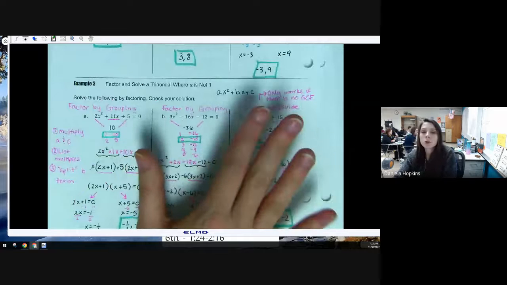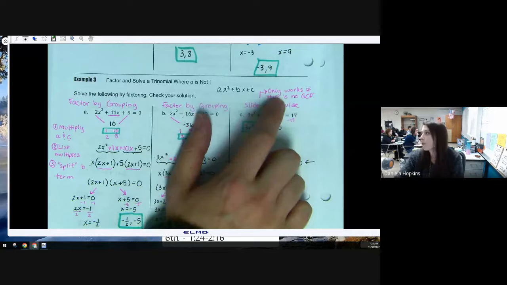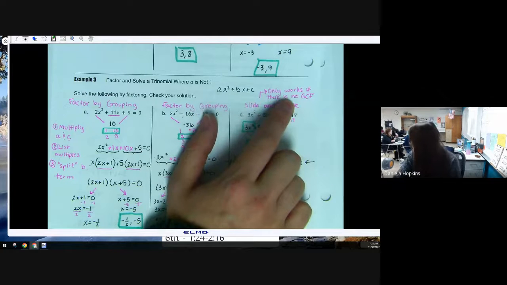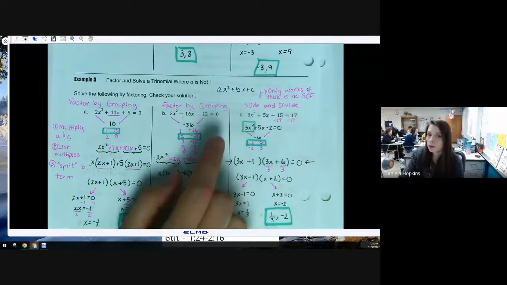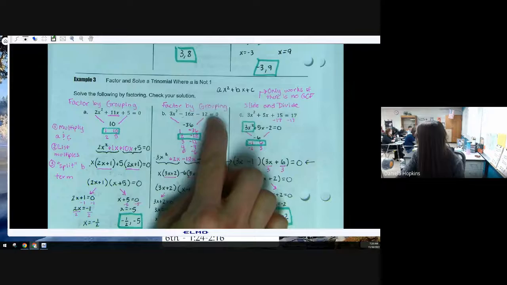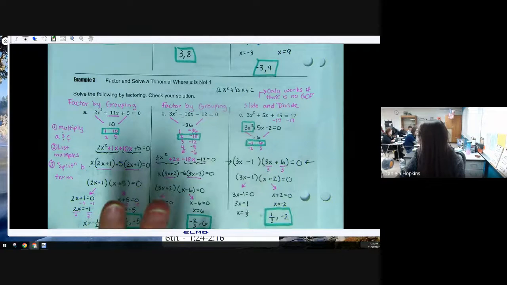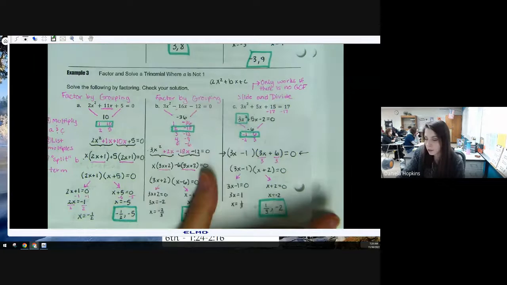I want to show you one more way to do this. And this idea that it only works if there's no greatest common factor if you divide it out first, that actually doesn't matter when you're just finding solutions. I didn't think that through yesterday when I showed you, because our old book didn't have us always just solve for 0. They also had us just factor and stop there. But since this book is always having us actually solve, go all the way, the divide and slide is actually like a really good method.